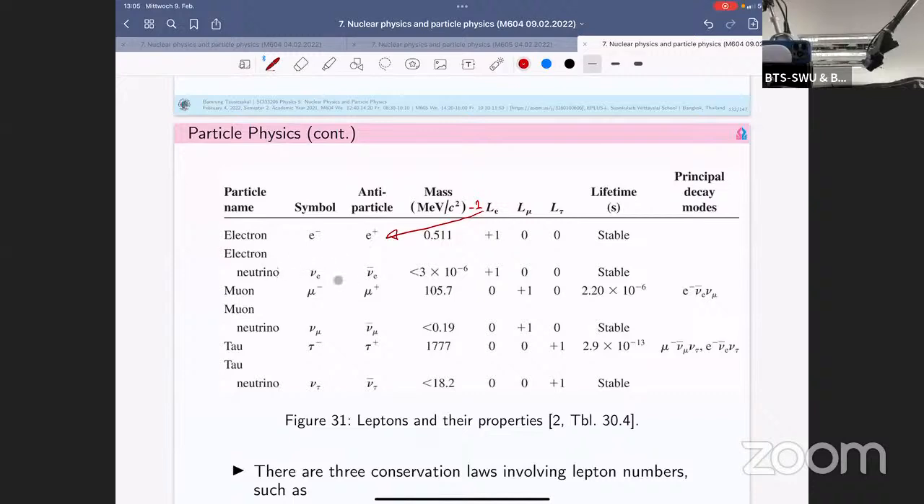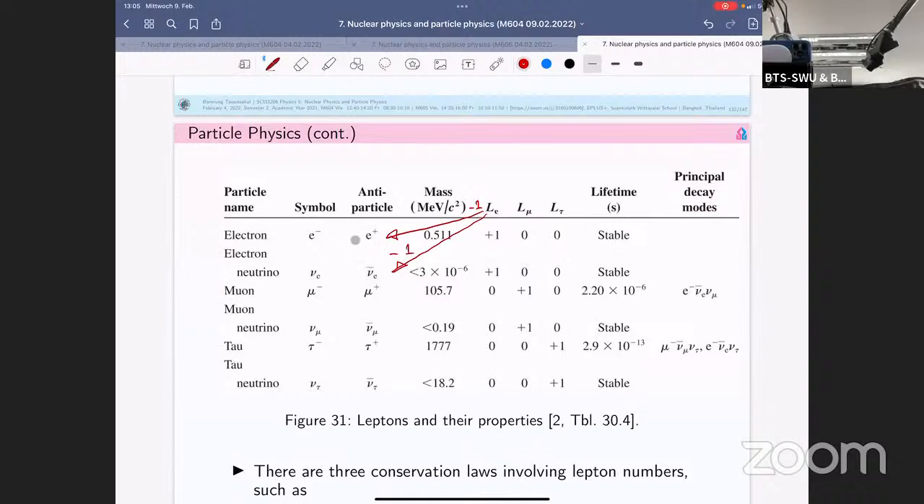The electron neutrino has a mass less than 3 eV per c square. It has electron lepton number 1 for the neutrino, and the anti-neutrino would have electron lepton number -1. It has no muon lepton number and no tau lepton number. Both neutrinos here are stable. Electrons are also stable, and positrons are also stable.